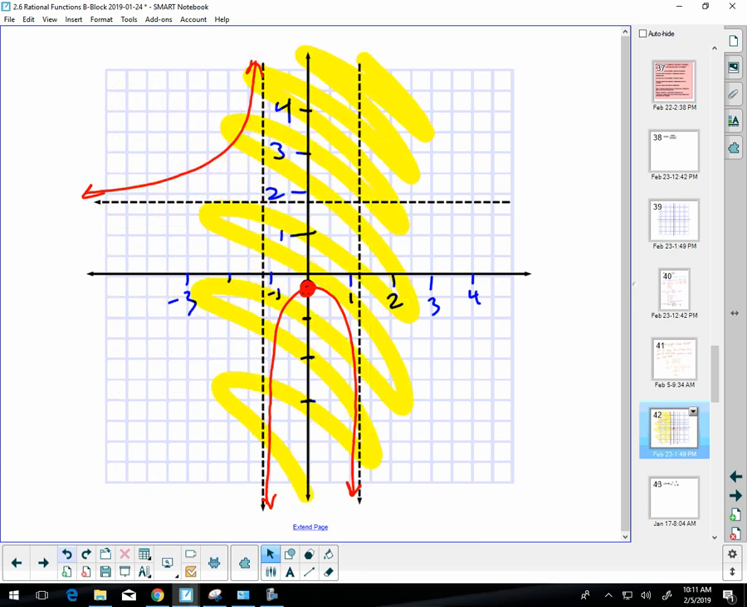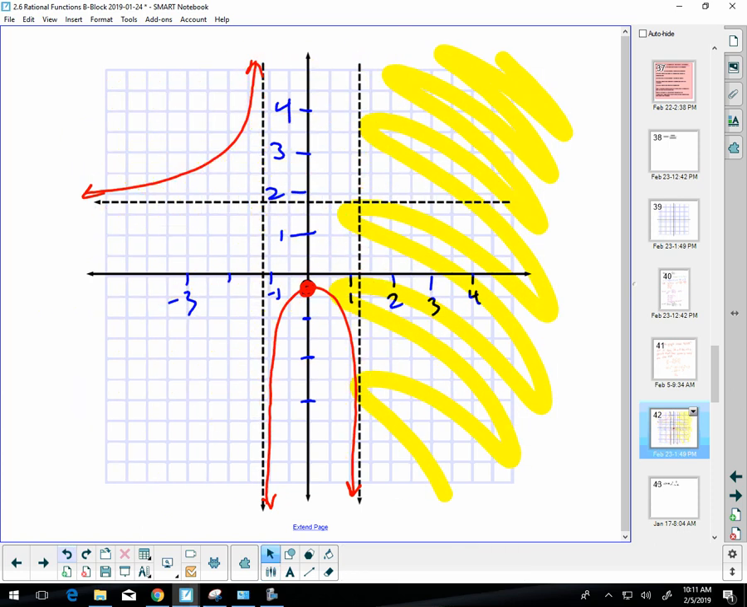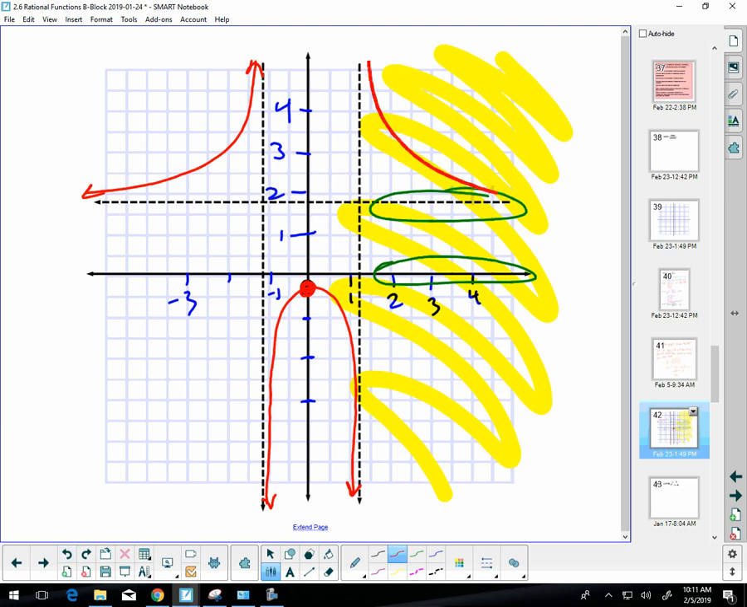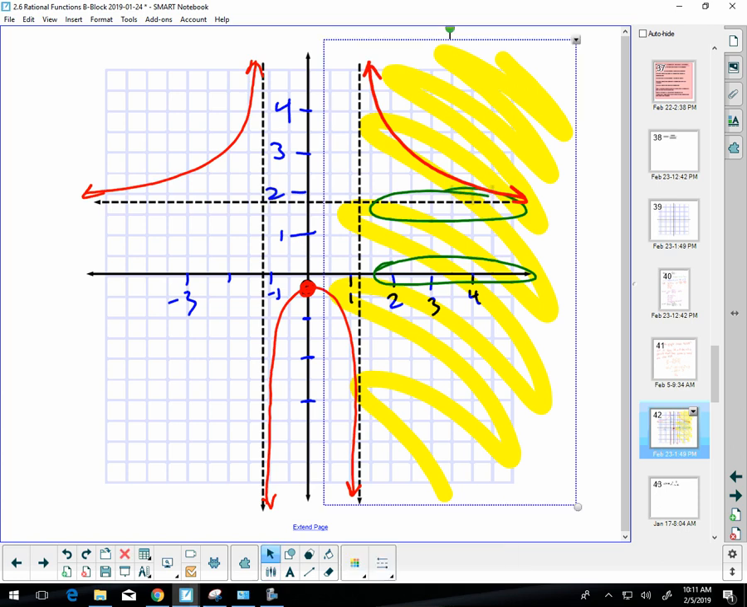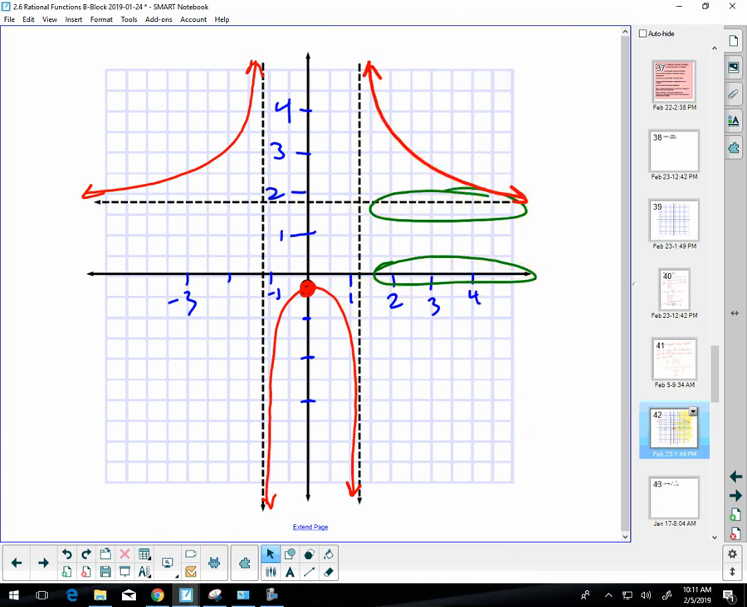Similarly, for the left side, I have no x-intercept. I have no crossing of the horizontal asymptote. So once again, my graph, the function, must exist in this region. And now we have a complete graph for the function that we started with.